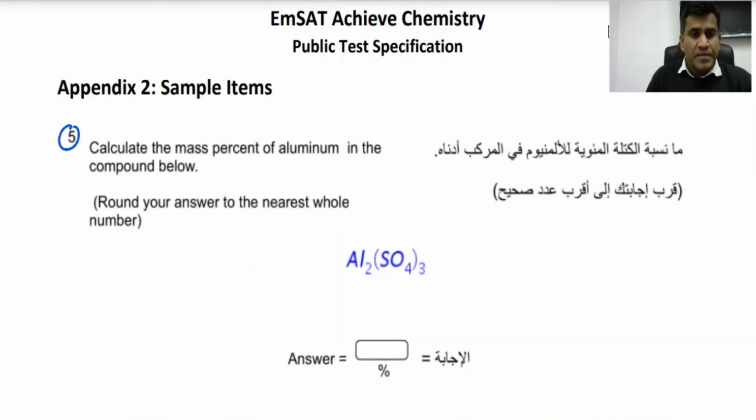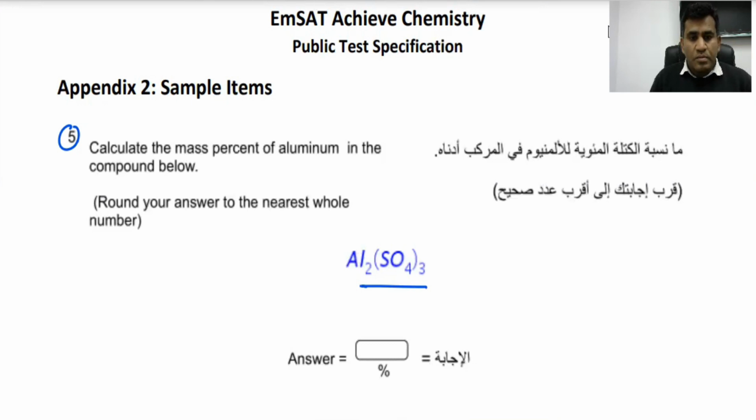Question number 5 says calculate the mass percent of aluminium in the compound below. Round your answer to the nearest whole number. So how do we calculate the mass percent of aluminium in this compound? The mass percent of aluminium is the atomic weight of aluminium divided by atomic weight of the whole compound times 100. That's the basic definition for percentage. Percent is simply part over total times 100.